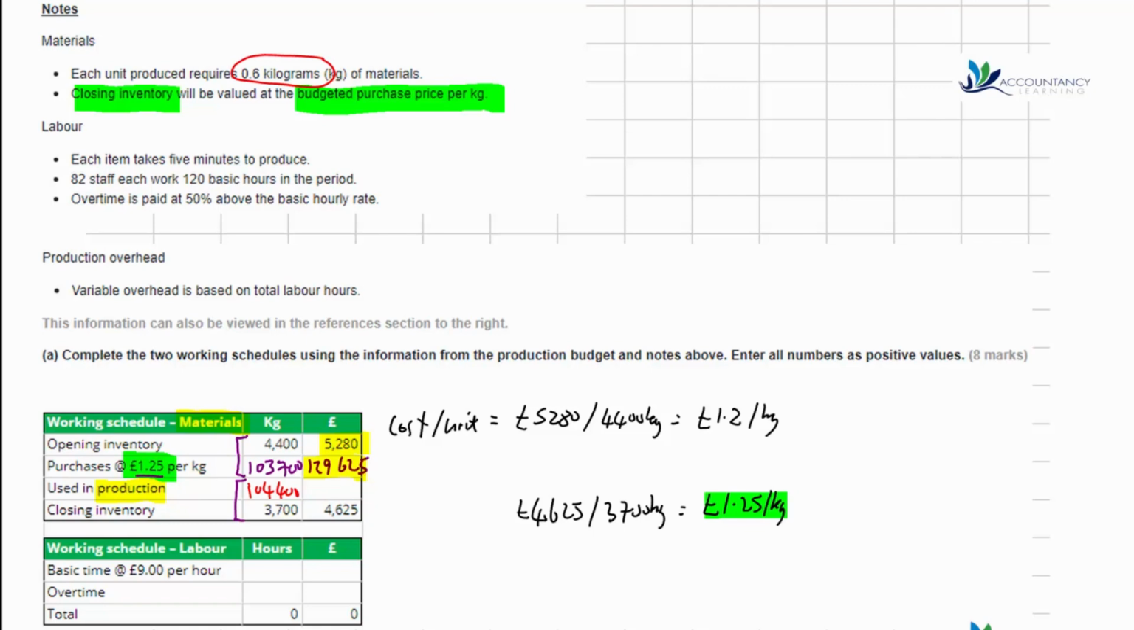There are a couple of ways that you can work out the cost of our production, but let's use the same way as we did with the number of kilograms. We know that our opening inventory plus our purchases must be the same as the cost of our production and what was left over in closing inventory. So if we add together the 5,280 plus the 129,625, and then we deduct the 4,625, that gives us an answer. The cost of our production must have been 130,280.